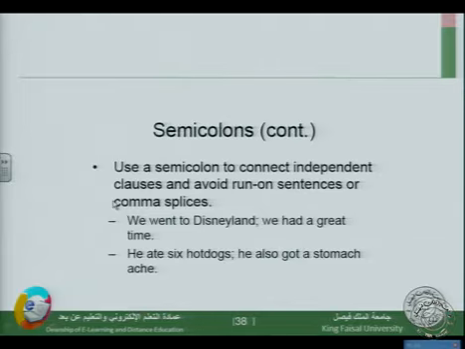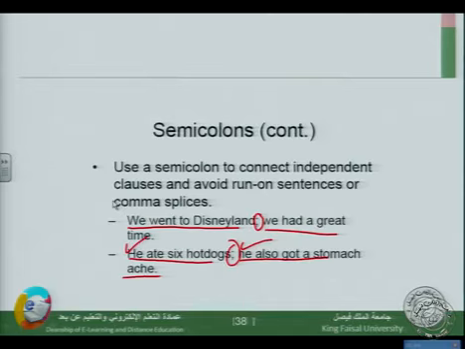We went to Disneyland. We had a great time. So we have here an independent clause and here an independent clause, so we can use a semicolon to avoid a run-on sentence. He ate 6 hot dogs. He also got a stomach ache. Notice this is an independent clause and this is an independent clause, and we used a semicolon between them. But we cannot use just a comma. If we use a comma, we must use one of the conjunction words such as and.